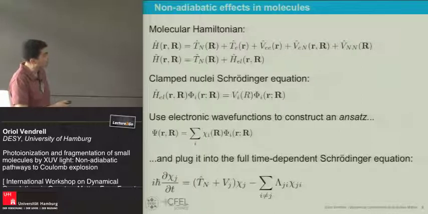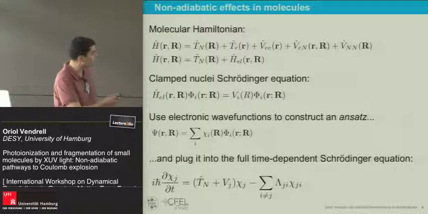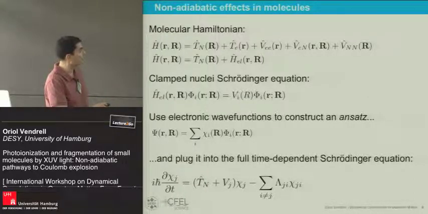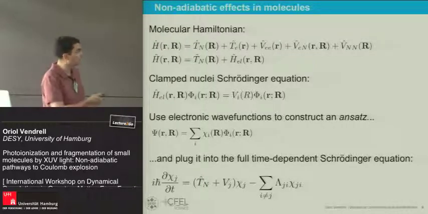These functions that we get, so these electronic wave functions in which the positions of the nuclei enter as parameters, can then be used to define an ansatz, in which again these are the functions where the nuclei enter parametrically, and these are the nuclear wave functions. And if we plug this into the full time-dependent Schrödinger equation, then we will get one term with the kinetic energy of the nuclei and these potentials in which the nuclei move. So this is the potential energy operator, and then we have these coupling terms here, which are related to the kinetic energy of the nuclei, basically.